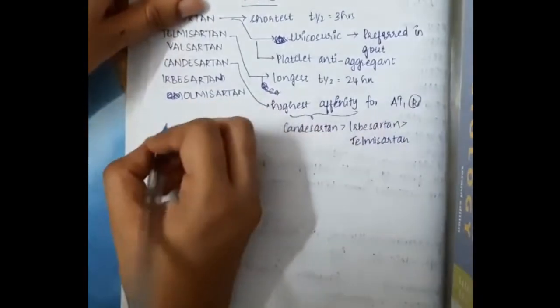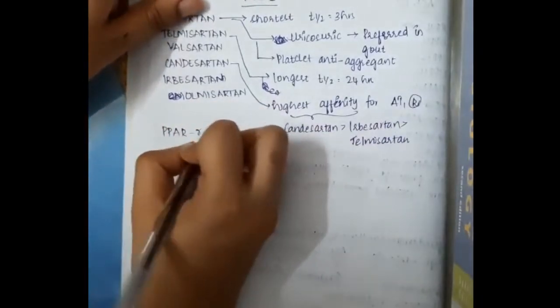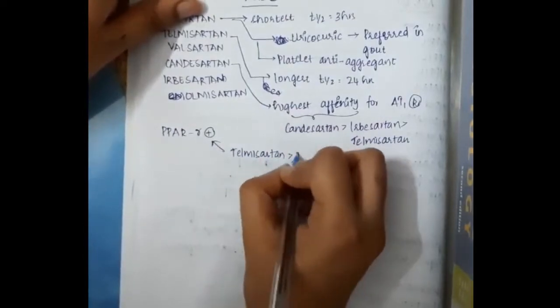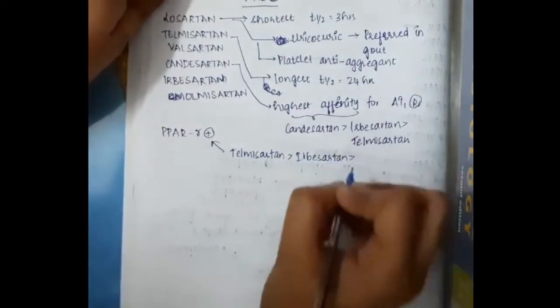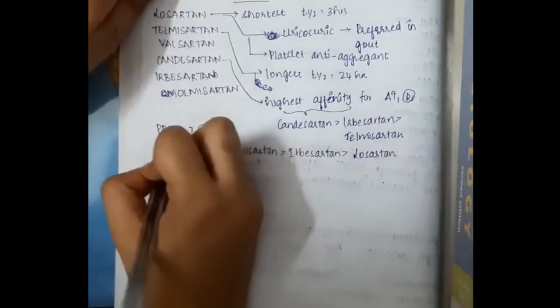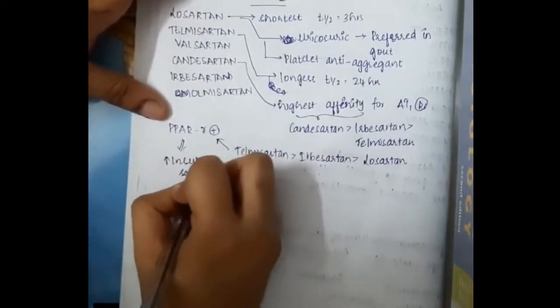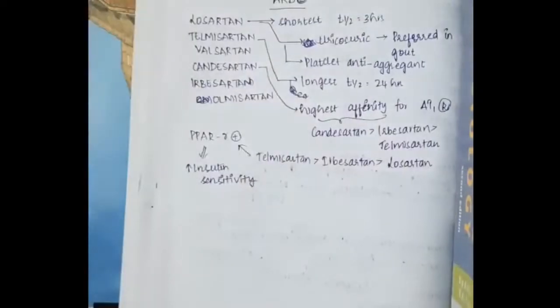Then we also have PPAR gamma activators. So these include telmisartan, more commonly than irbesartan, more than losartan, which activates this PPAR gamma. Then this will also increase the insulin sensitivity.